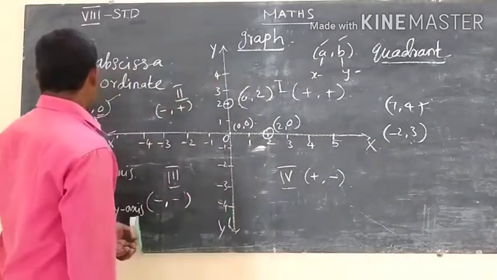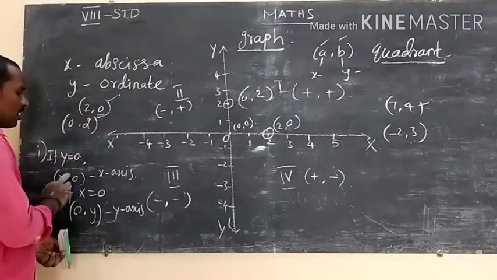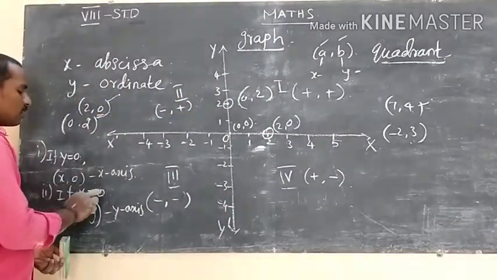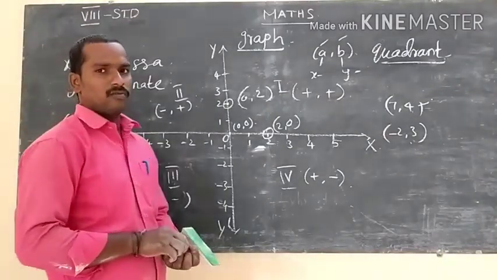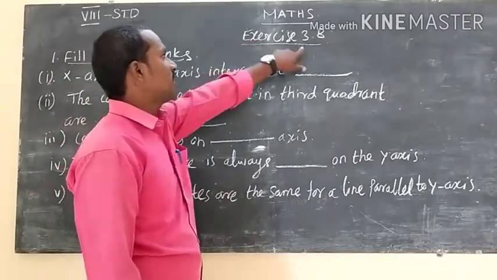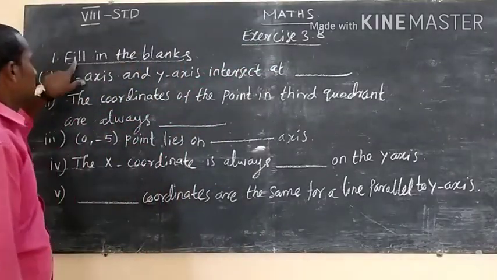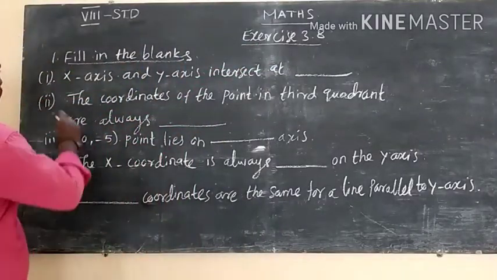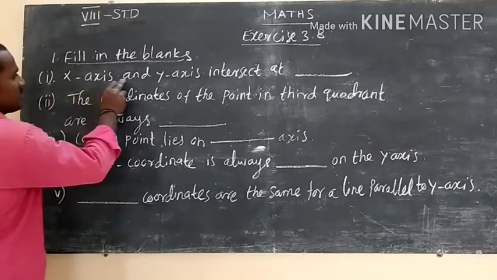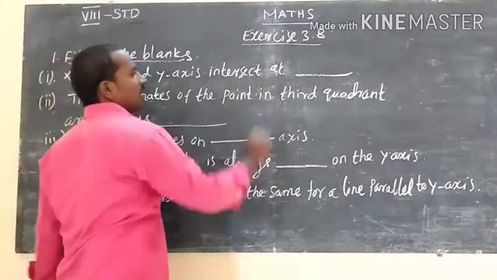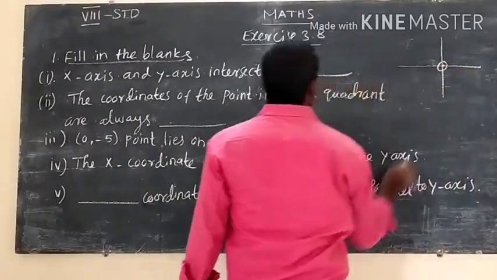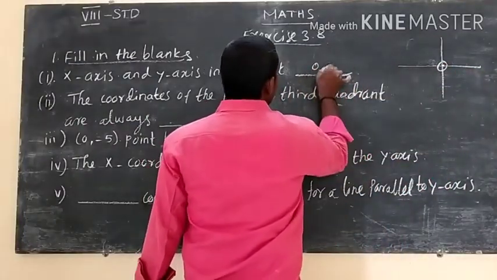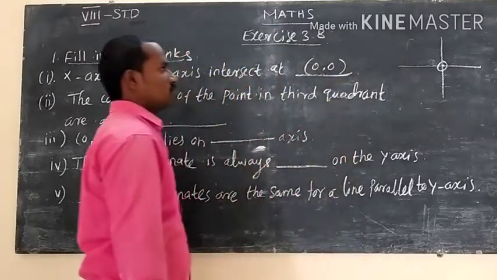If y is equal to 0, the point lies on the x-axis; if x is equal to 0, the point lies on the y-axis. Understood? Okay, this one, exercise 3.8. The first question, fill in the blanks. The first subdivision: the x-axis and y-axis intersect at the origin. The origin point is (0, 0).